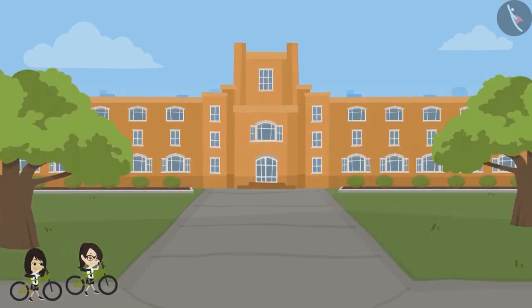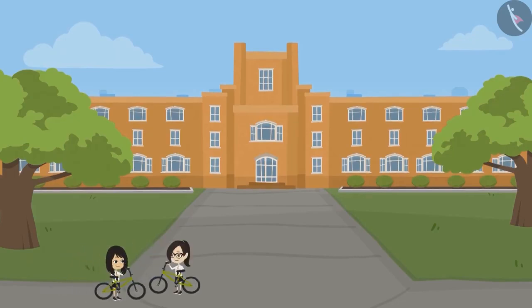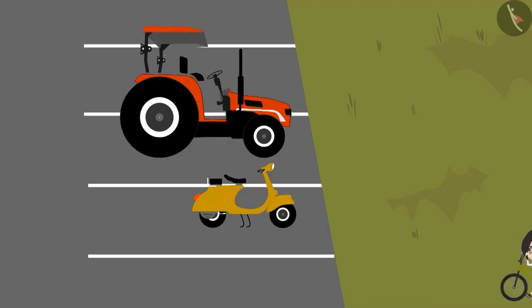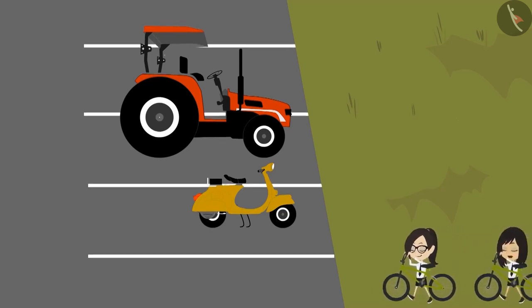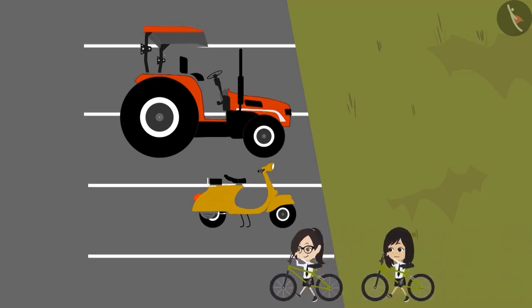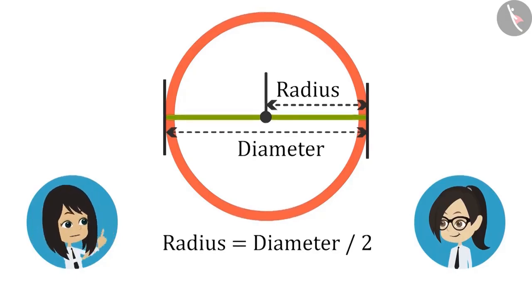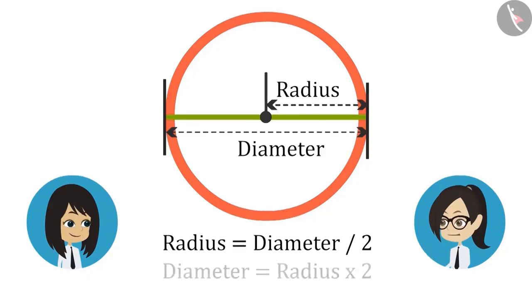That's easy. You can measure either radius or diameter, but radius will be easier to measure because it is smaller than diameter. Yes, it is not only small, but it is half. Remember, Sir told that the radius is diameter divided by 2. It means diameter is equal to 2 times the radius.